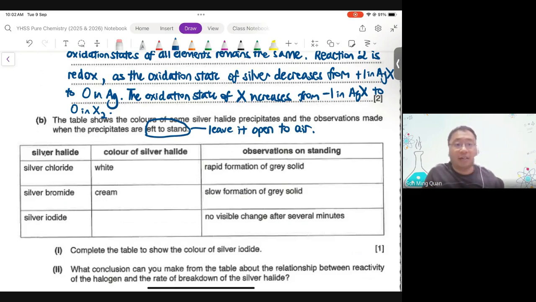Now they want you to write the color of silver iodide. Now, the color of silver iodide is something you need to learn. Where do you learn the colors of these precipitates? You learned it under salts. When you learn soluble or insoluble salt, these are all insoluble salts. And I've taught you the color. The color of silver iodide is yellow. So silver chloride is white. Silver bromide is cream or off-white. Silver iodide is yellow in color. It's a yellow precipitate.